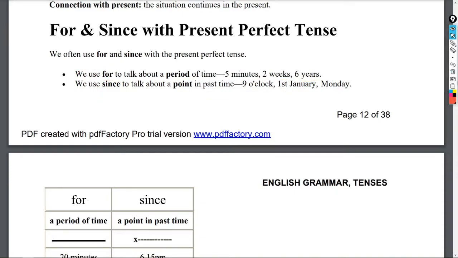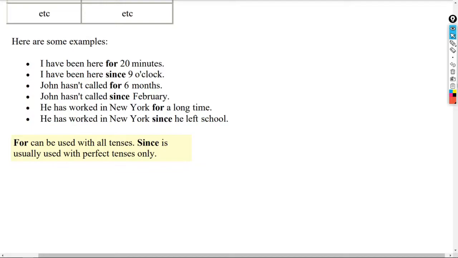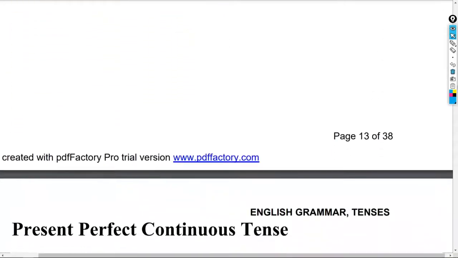Let us continue now. I have been here for 20 minutes. This is the duration of the time. The tense here is the present perfect tense. Now here you see the point of time. I have been here since 9 o'clock. This actually is the point of time, and this also is a use of the present perfect tense. Now let us go to the next one, the last one.